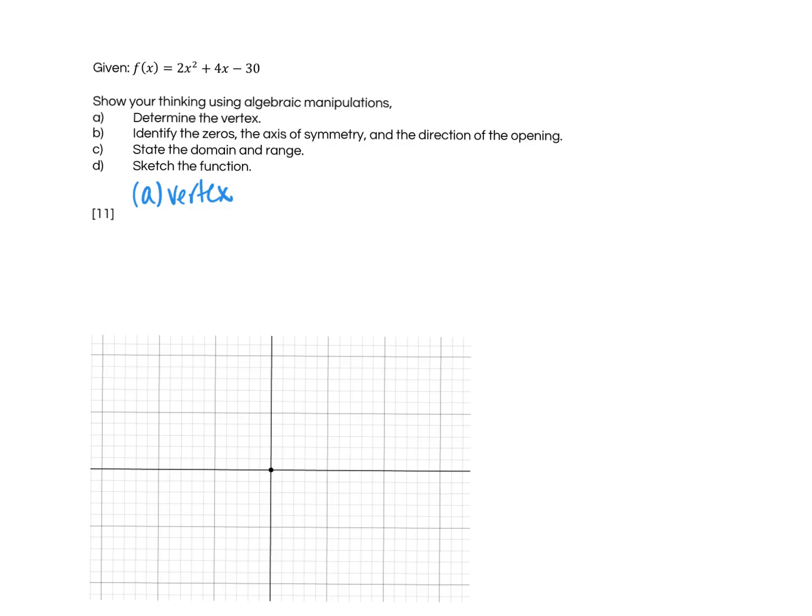Next question. Given f(x) = 2x² + 4x - 30, we need to, A, determine the vertex. I'm going to begin there. To determine the vertex, we will complete the square.